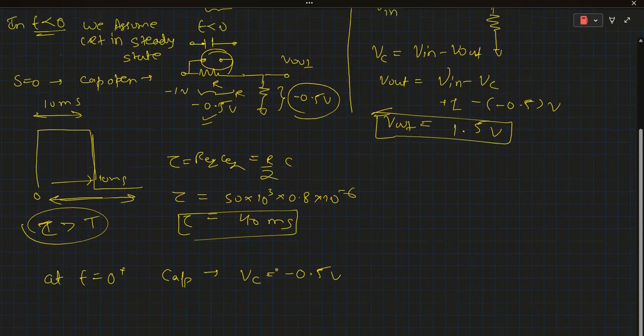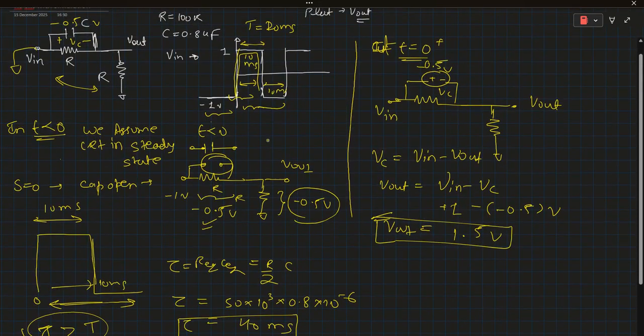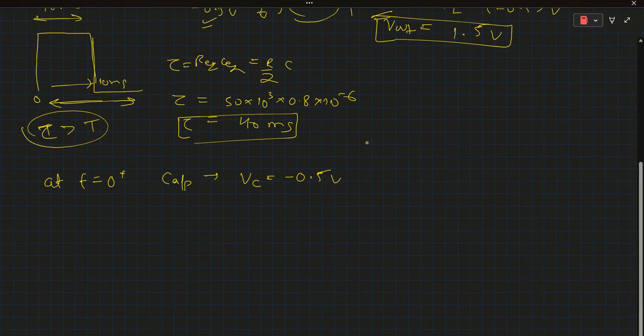But as time moves from 0 to 10 millisecond, the capacitor voltage will decrease, as the input is plus 1 volt and it is connected to this plate. So it will charge this capacitor reversely, but it will not charge the capacitor fully. Meaning the capacitor will not discharge fully. It will discharge to some extent, like we can calculate as well.